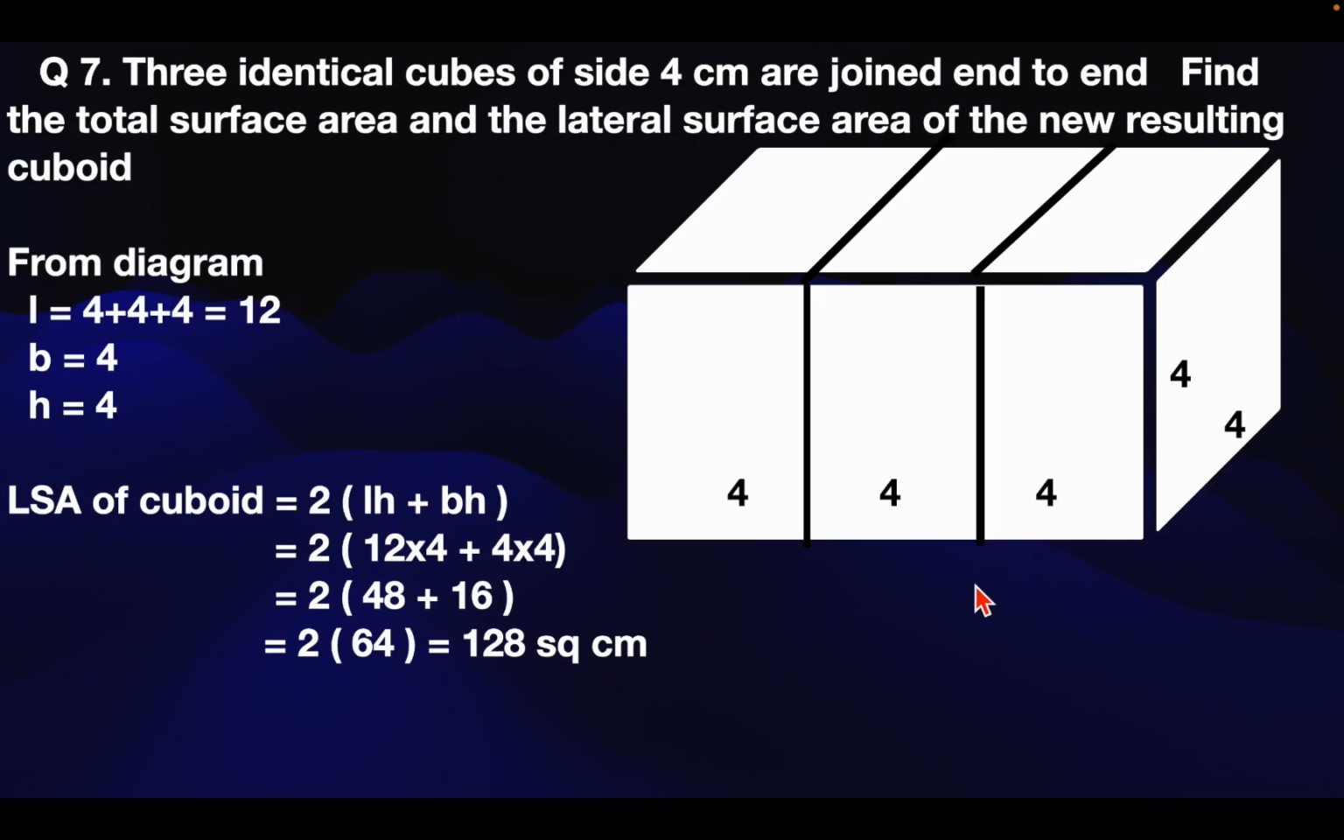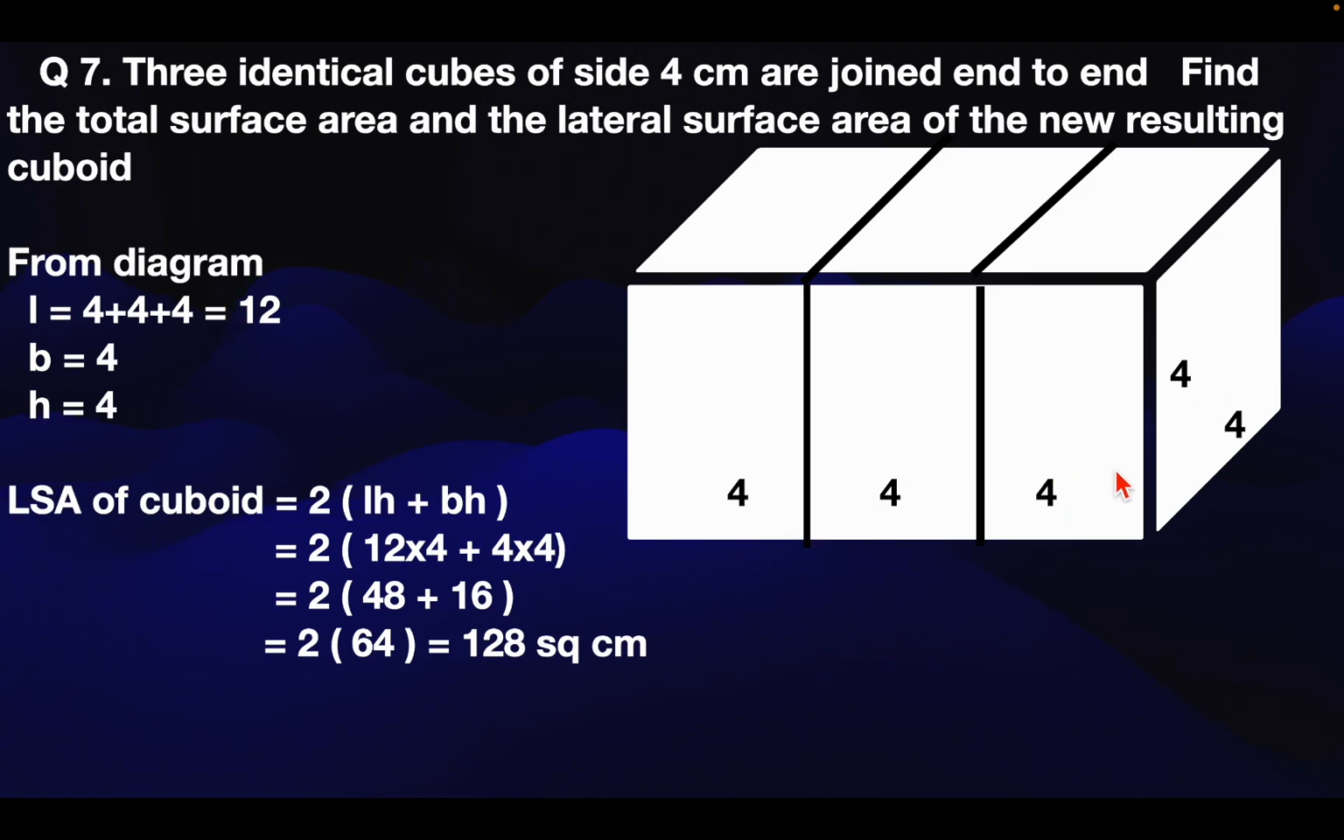Okay. Question 7. Three identical cubes of side 4 cm are joined end to end. Find the total surface area and the lateral surface area of the new resulting cuboid. So 3 cubes have been joined like this. So this is first cube, second cube, third cube. Cube, you know, all the 3 values will be same, length, breadth and height. Okay, they are joined like this. Now this makes a cuboid. They are asking us the TSA and LSA of this cuboid.